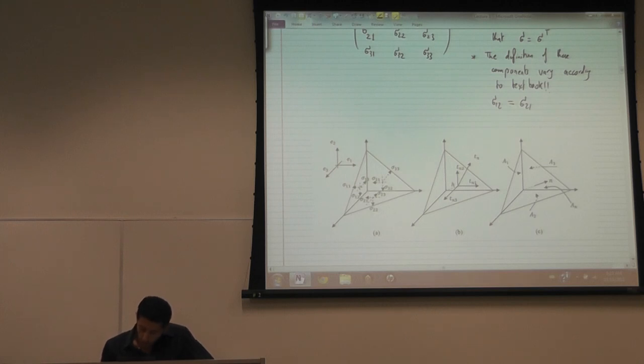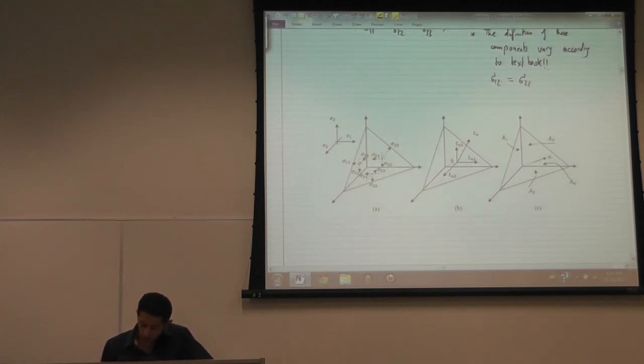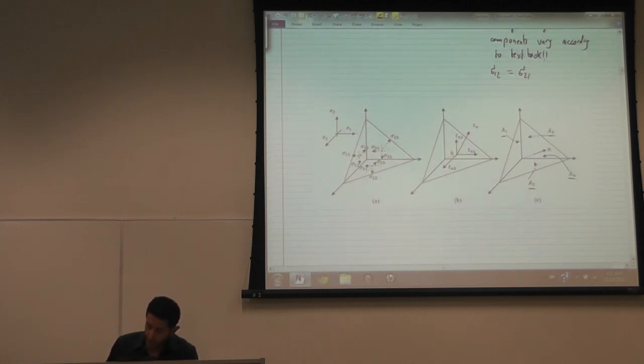So the plane in the back has an area A1, the plane in the back there has an area A3, the plane at the bottom has an area A2, and the inclined plane has an area AN. The unit normal of this plane is equal to a vector N, so all these are real numbers and N is a vector.